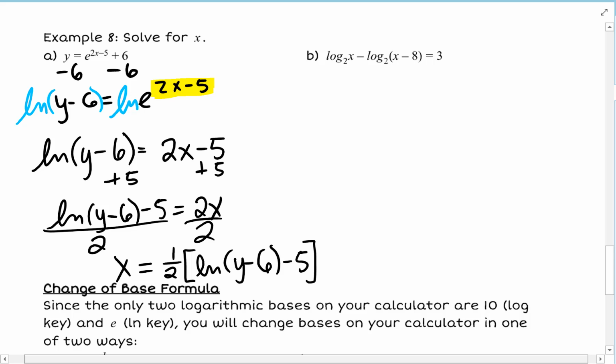For part B, we have two separate logarithms, and we need to condense them in order to use inverse operations. So log base 2 of, since we are subtracting these logs, we will write the arguments as a quotient.